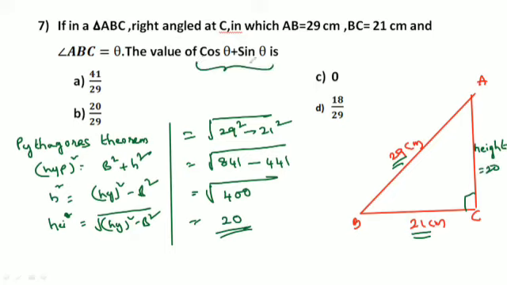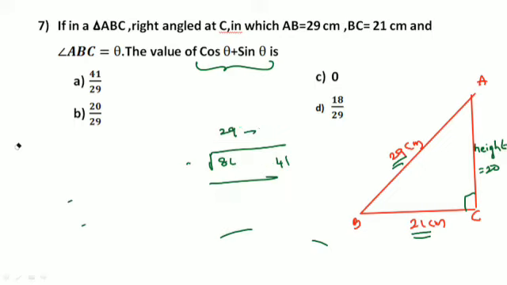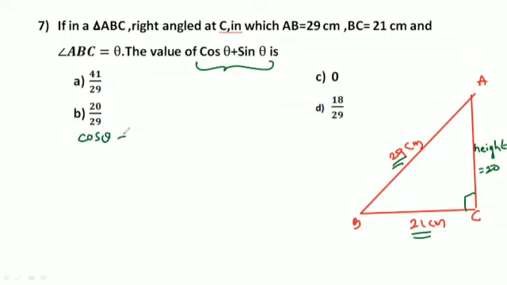Now let us find the cos theta plus sin theta value. I'm rubbing, children. Please kindly take screenshot. Right, so I'm writing here. Cos theta plus sin theta is equal to, cos theta is nothing but adjacent side to theta by hypotenuse, and sin theta is nothing but opposite side to theta by hypotenuse.